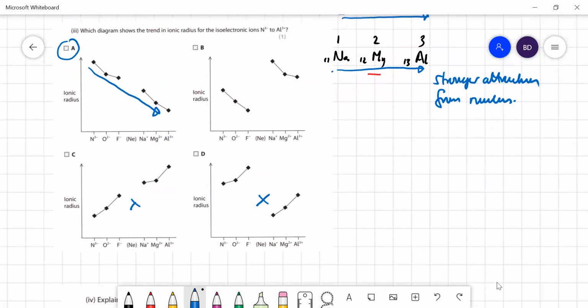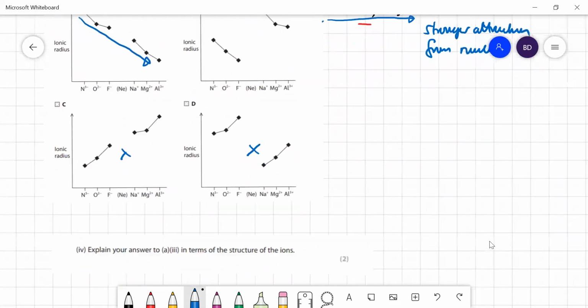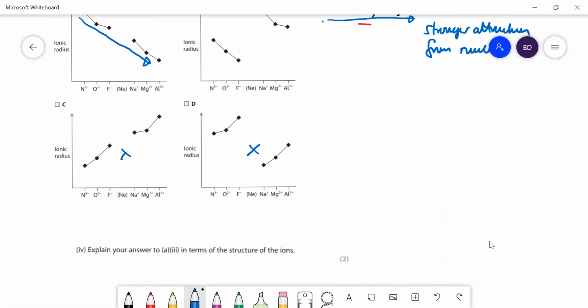Explain your answer to A3 in terms of the structure of the ions. Well, I think you need to say, and I've explained it really already: same electronic structure, but nuclear charge increases.